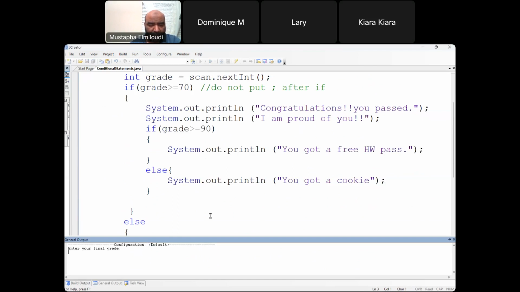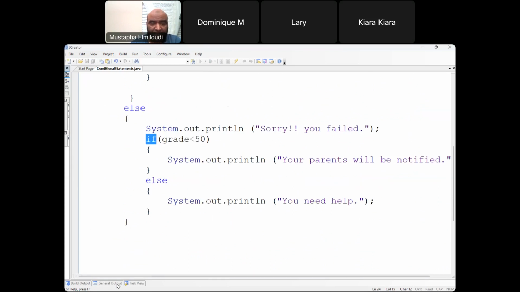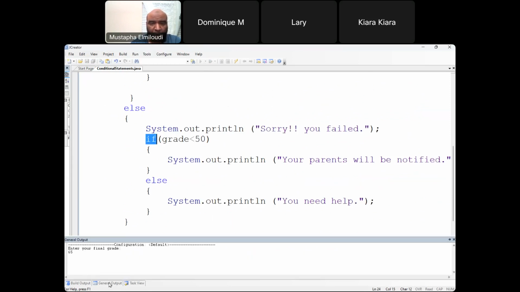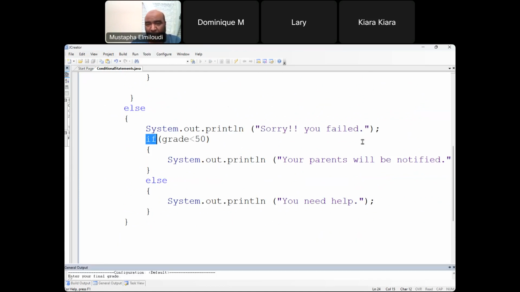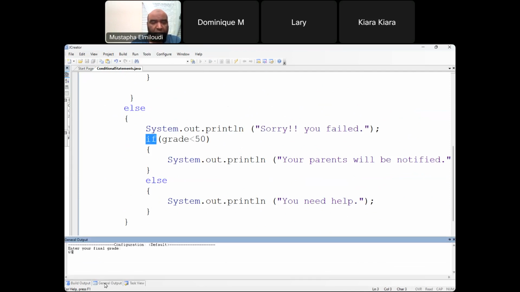Okay, now let me run the program just to get an idea. If I put, for example, 65, what do you think is going to happen? What statement will be executed? You need help. That's it. You need help. Very good. Because "sorry you failed" is for anybody who failed, regardless, but because you are close to 70, you need help. Okay, good job.